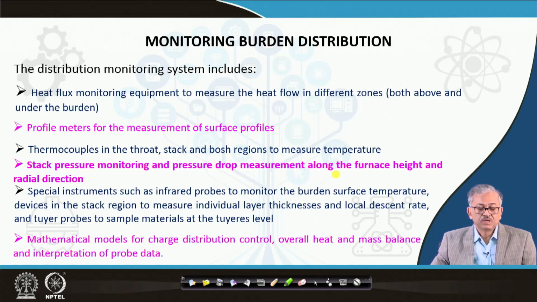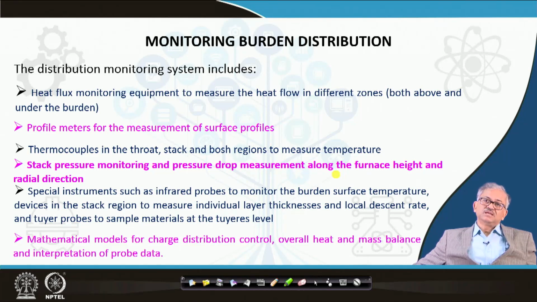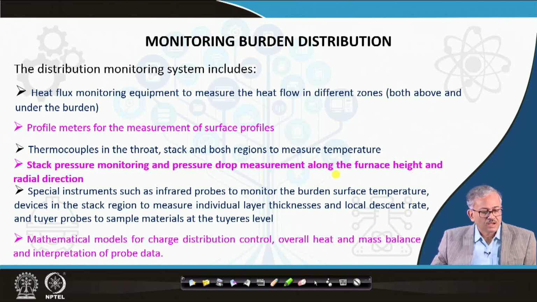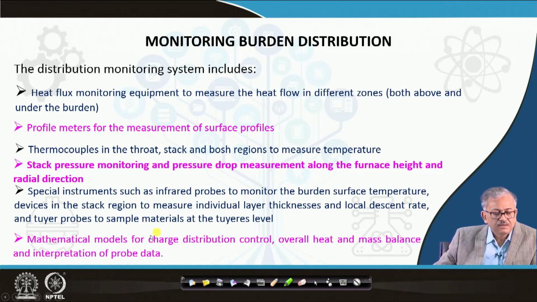And then you can measure the individual layer thickness and local descent rate, and a tuyere probe to sample materials at the tuyere levels, that is also there. Tuyere probes are also there. So you can measure at the tuyere, basically the PCI injection and all these things, those probes are very helpful. And then you have mathematical models of charge distribution control, okay, those models are there.